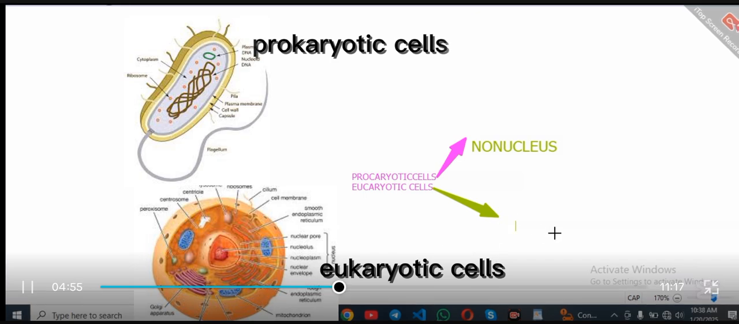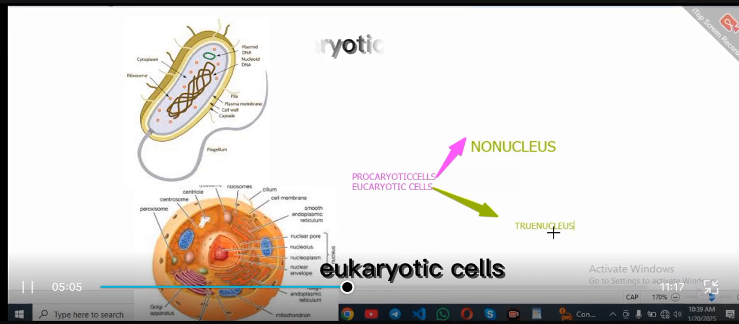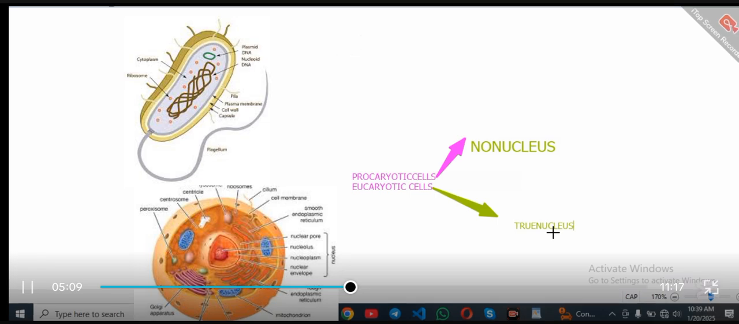While eukaryotic cells are those cells that possess a true nucleus. Examples of these are plant cells and animal cells. They possess a true nucleus, and so let's get on with that. Now that we have classified bacteria as cells that do not have a true nucleus, let's continue.